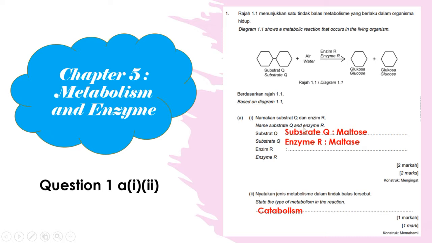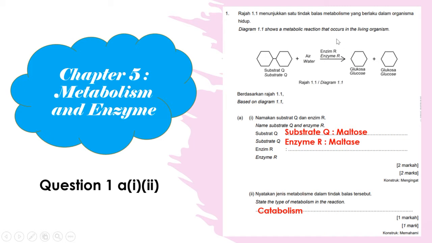Name substrate Q and enzyme R. What is the clue given to you here? It refers to the product. The products produced here are glucose, both of them are glucose. So what is substrate Q? It is a disaccharide, which is maltose. When maltose is broken down, it hydrolyzes into glucose plus glucose.